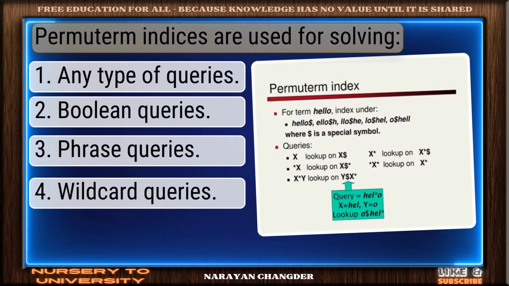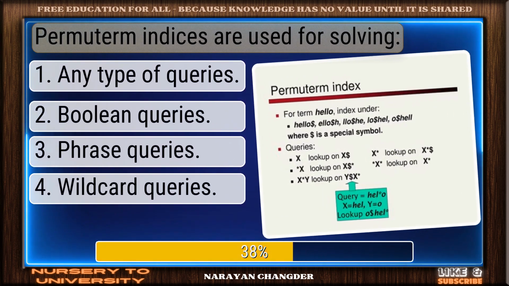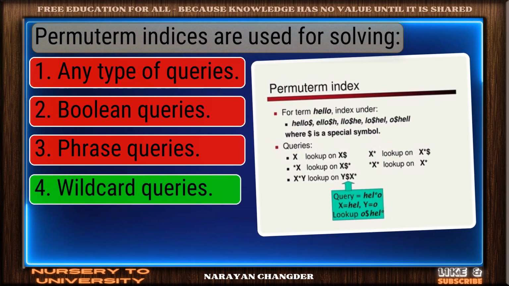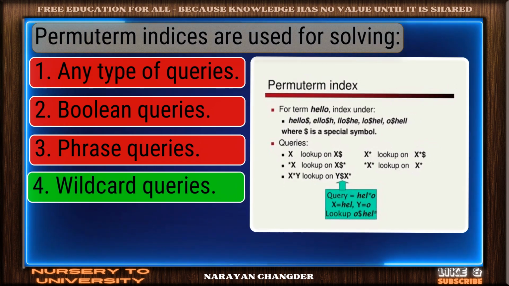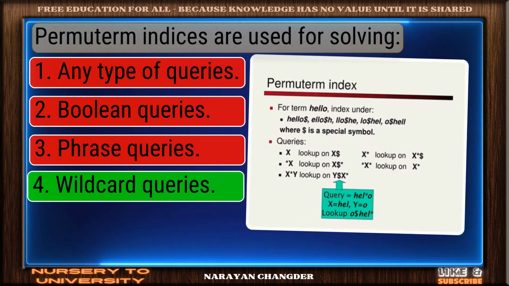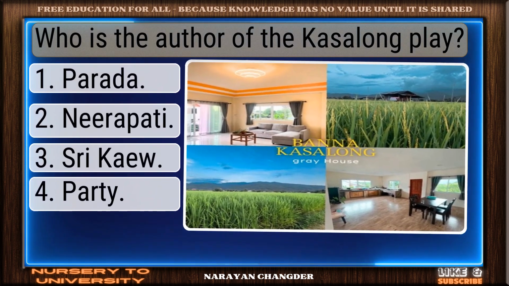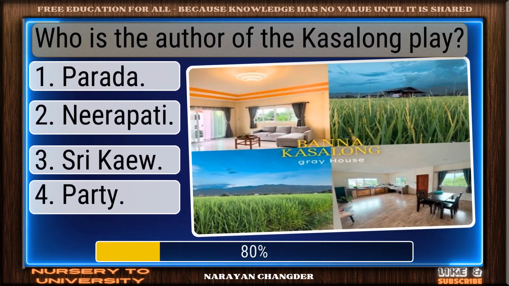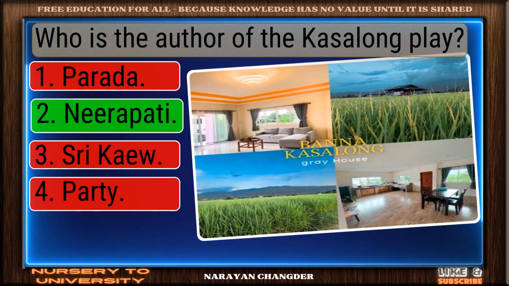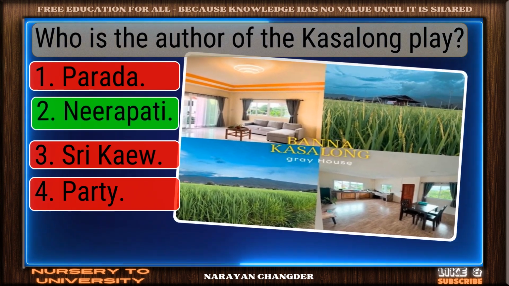Permuterm indices are used for solving. Nice selection. Wildcard queries is the correct and valid answer. Who is the author of the Casalong play? Great thinking. Nirupati is the right choice.